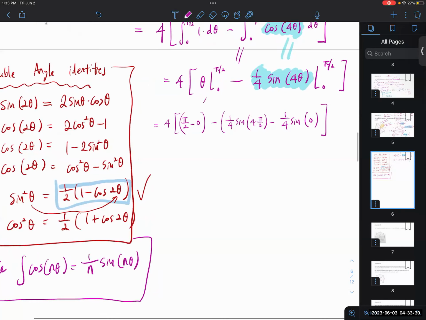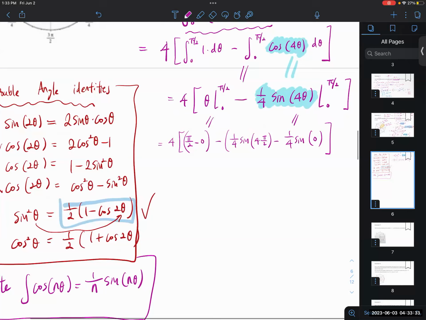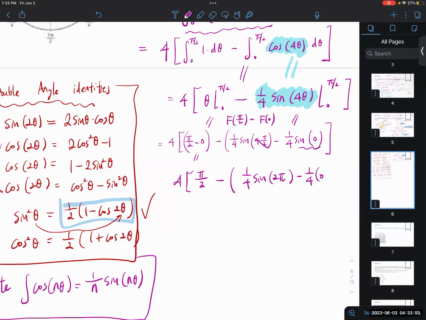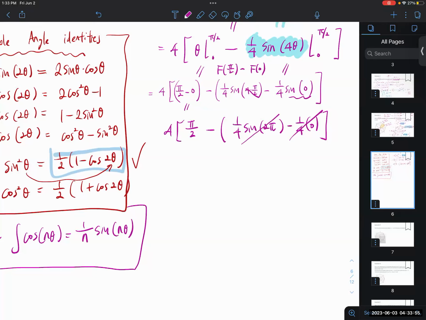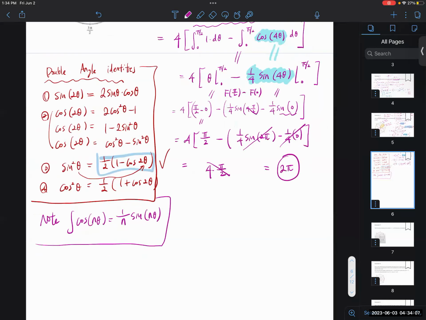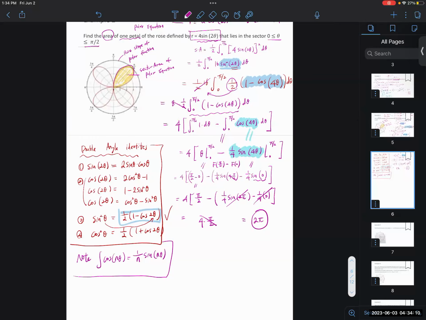And then we are going to subtract them. Are you following? You have to subtract F of pi over 2 minus F of 0. So this is going to be pi over 2, and then 1 over 4 sine 2 pi minus 1 over 4 sine 0, which is 0. Sine 2 pi, what do you guys think? It's 0. Every 2 pi, 4 pi, 6 pi, it's 0. So they're all 0. So we have pi over 2. Gotcha. Pi over 2 is the area of one petal of this rose.